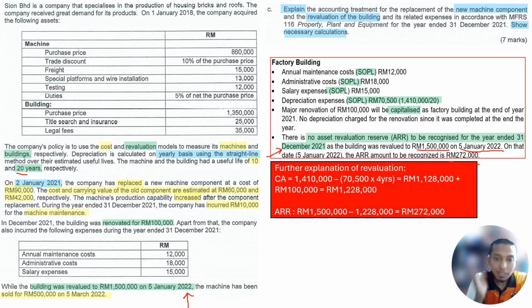So the depreciation needs to be done until 2021. So 2021 until 2021, eh? So 2018, 2019, 2020, 2021. So it is 4 years. Because this is 4 years, that's why we times it by 4 here. All right.